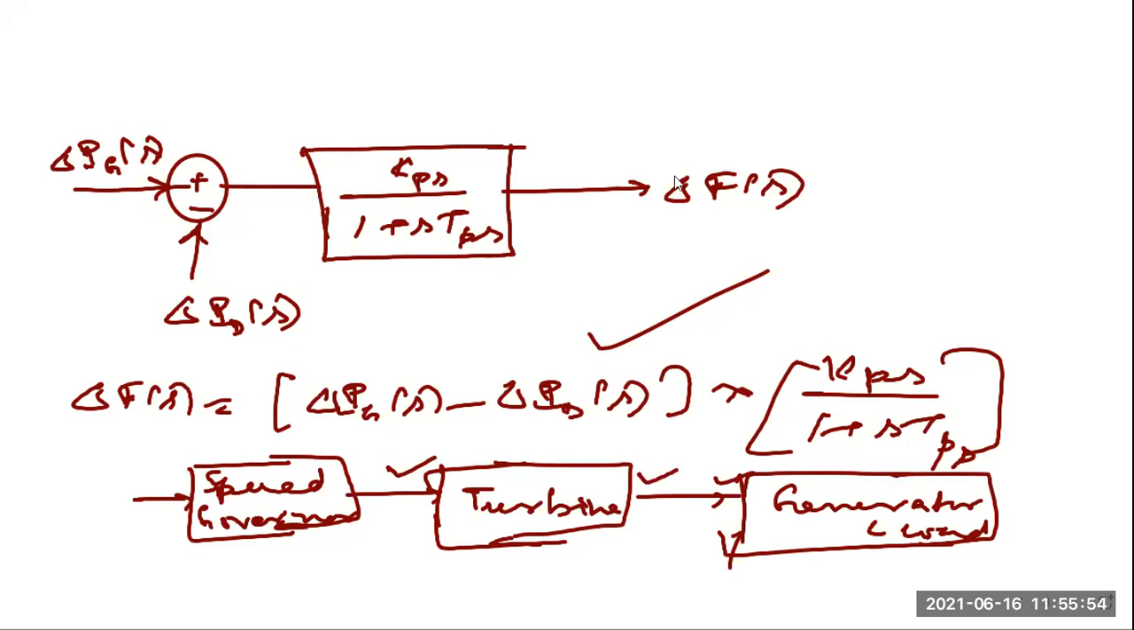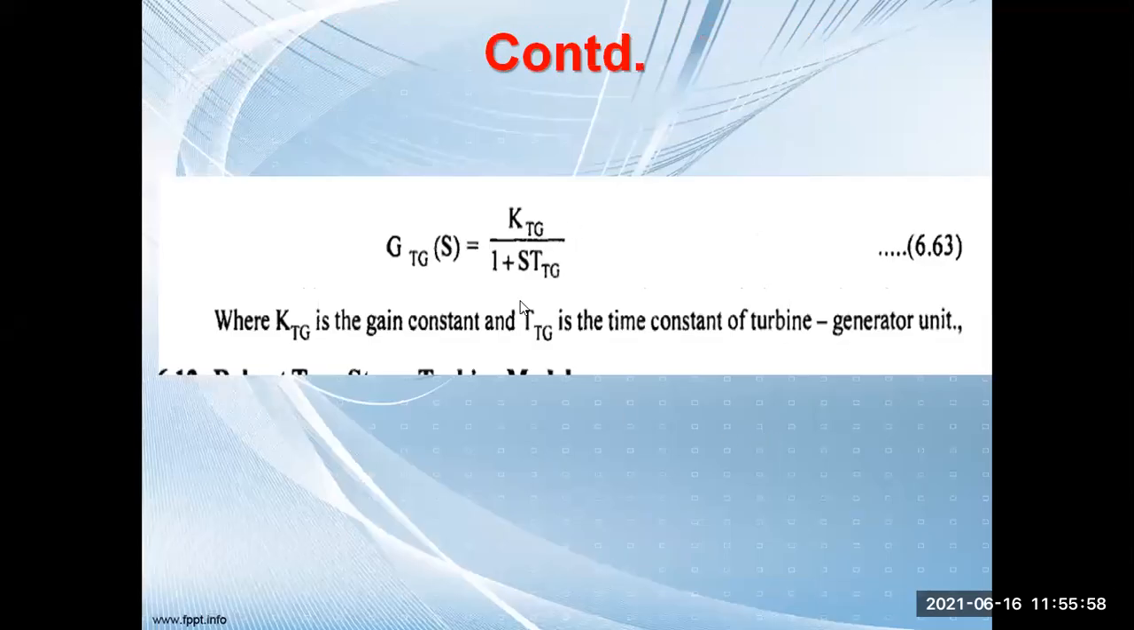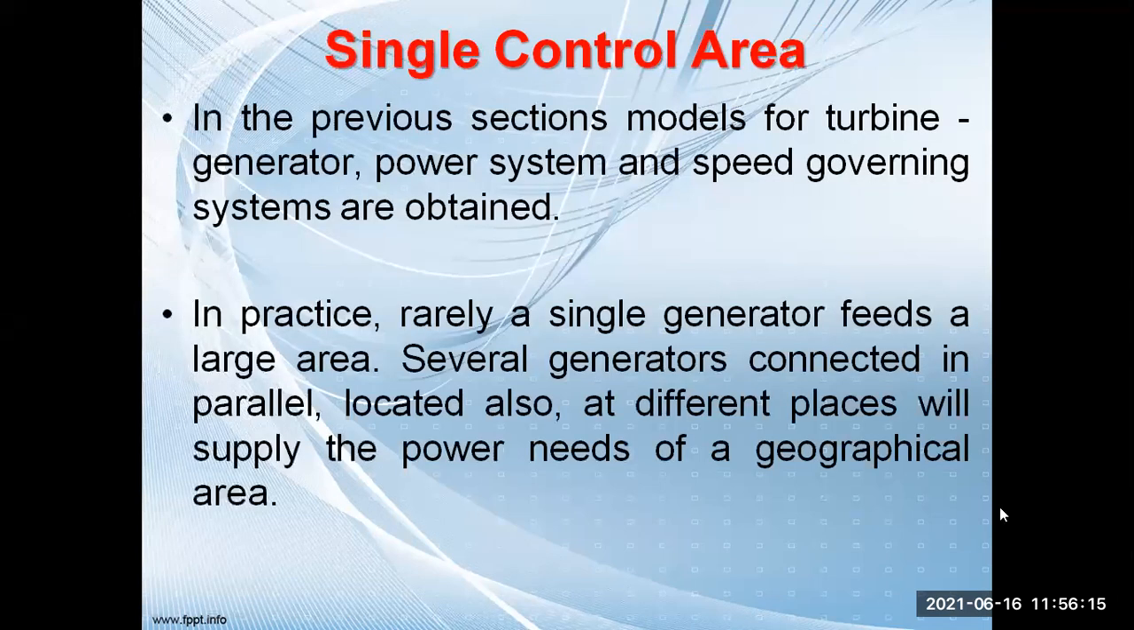So the turbine transfer function is written as KTG by 1 plus STG. This is basically the transfer function model of the turbine, where KTG is the gain constant and TTG is the time constant of the turbo generator. So this is basically the transfer function model of the turbine.